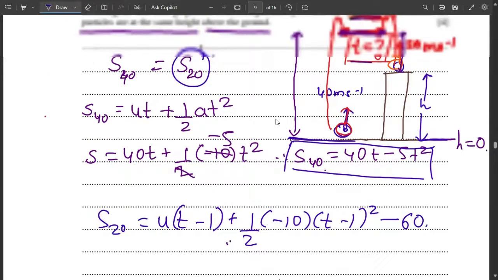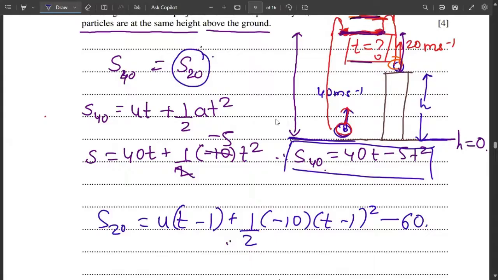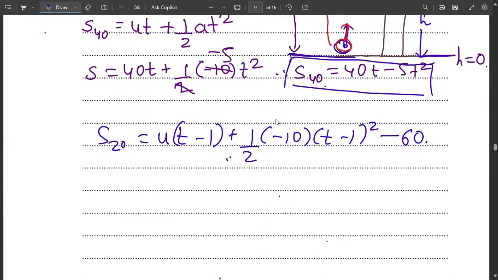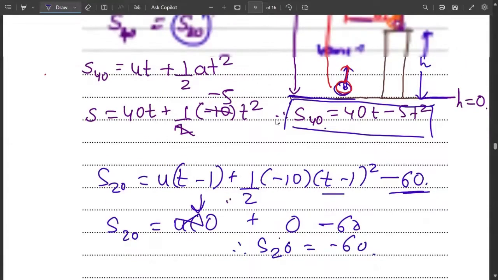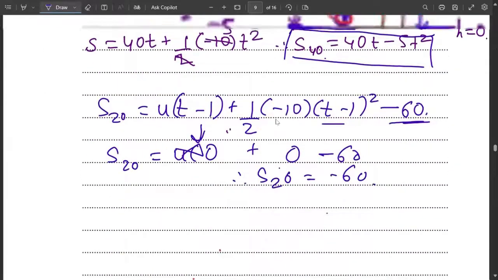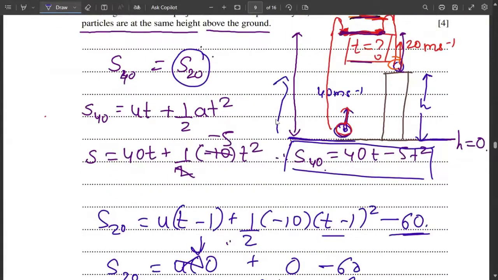Now, in order to confirm this, what can we do? We can find the displacement at the first second. So displacement at the first second will be u bracket 1 minus 1, which is 0. So this entire thing is 0 plus half, this will also be 0. So is the displacement minus 60? Is the displacement at the first second minus 60? No. The displacement will be plus 60 obviously, because we are going up and this height is 60. So it should not be minus h, it should be plus h.